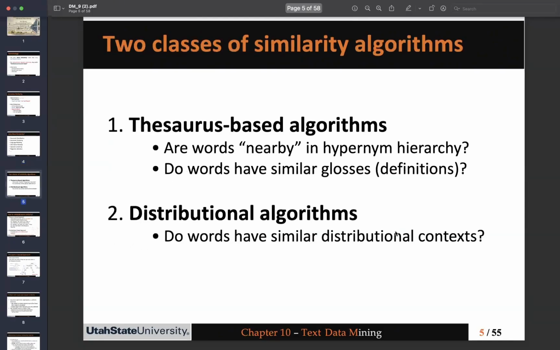And there are really two major families of similarity methods. So when we talk about word embedding, the very first or most naive approaches are thesaurus based algorithms.